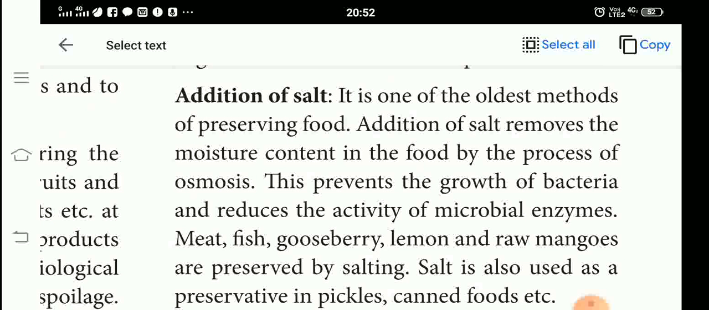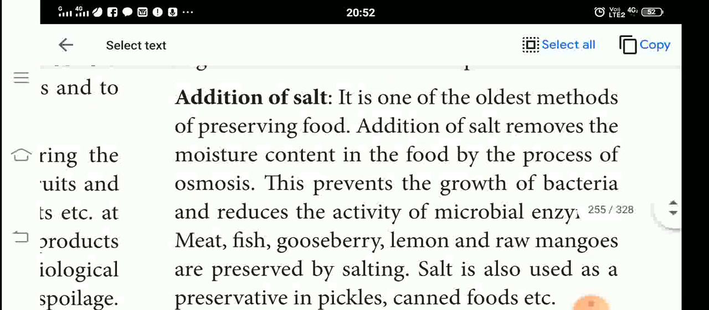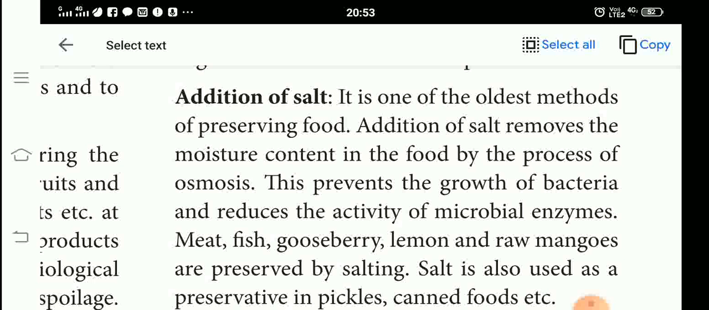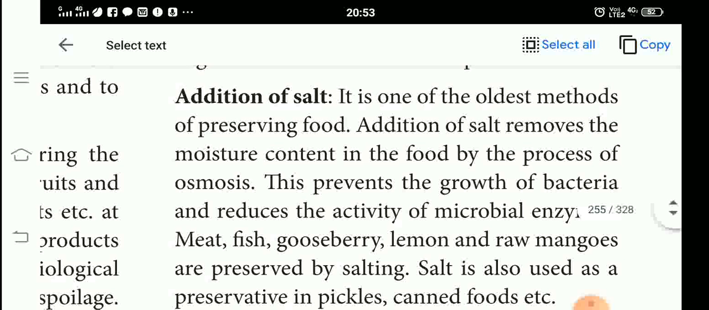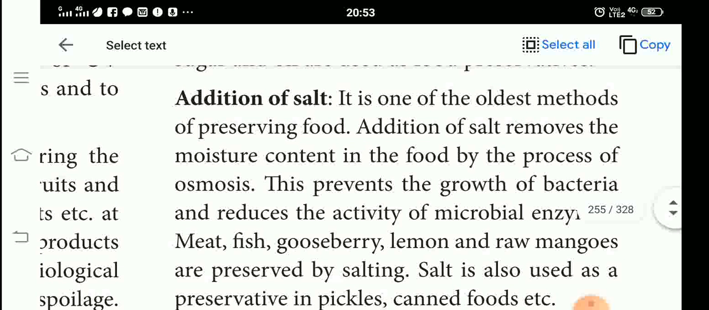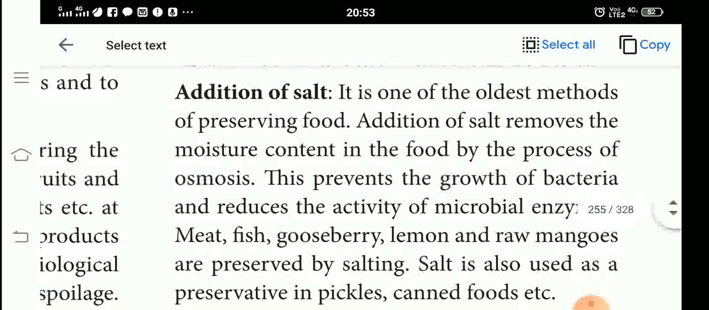What will happen? For example, if we are making lemon pickle or mango pickle, whatever it is, the first step is cutting the mangoes or lemons and dipping them in salt. Addition of salt is one of the oldest methods of preserving food. The addition of salt removes the moisture content in the food by the process of osmosis.